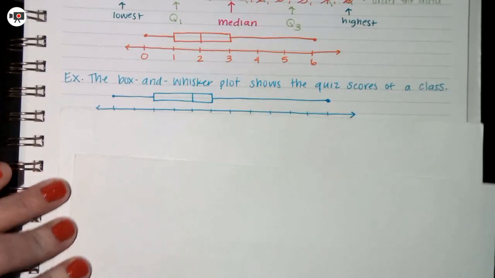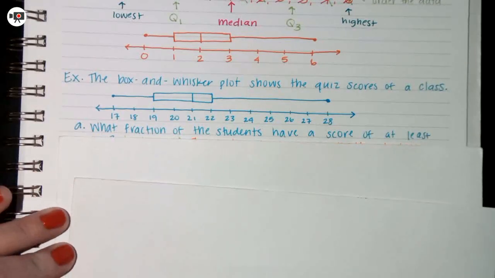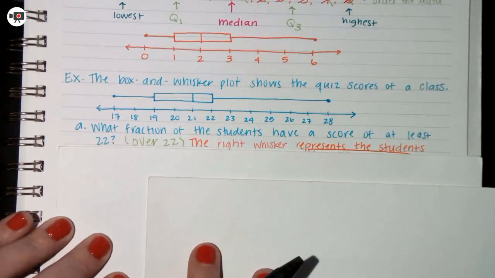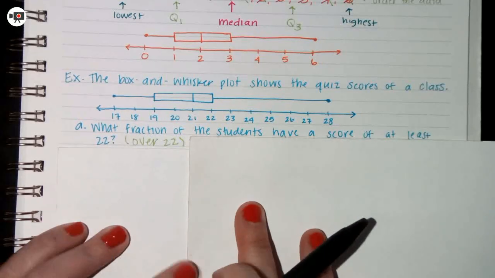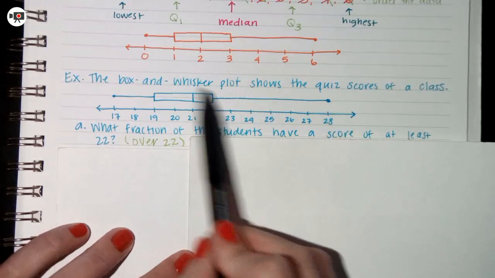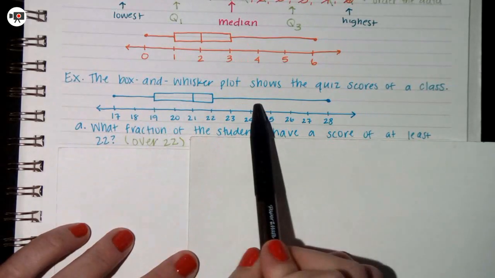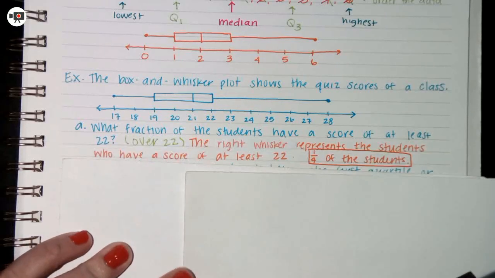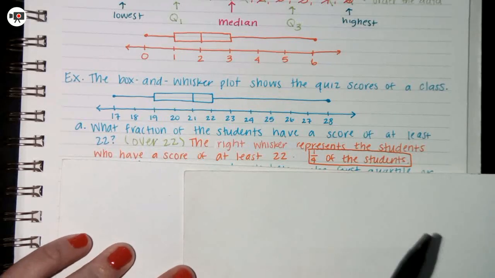This box-and-whisker plot shows the quiz scores of a class. What fraction of the students have a score of at least 22? So that means how many of them have 22 or over? So if I know that this is half, this is a quarter, and this is a quarter, what fraction is that? That's going to be 1/4 of the students.